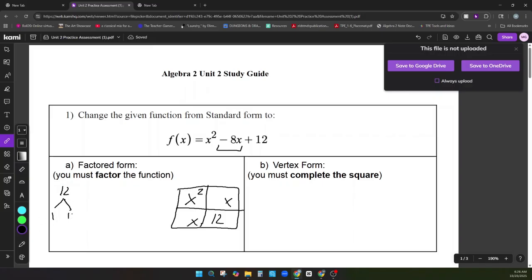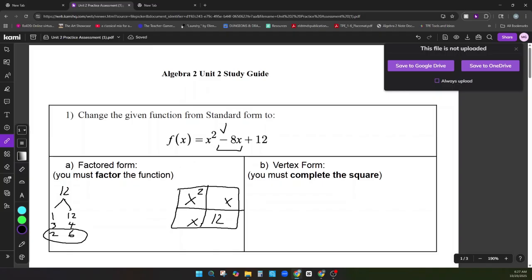So we have 1 and 12, of course. We have 3 and 4. We have 2 and 6. And those are ones I could think of off the top of my head. So we look at these combinations and see which one of these will add up to 8. And through some experimenting, we notice that 2 and 6 get us 8.